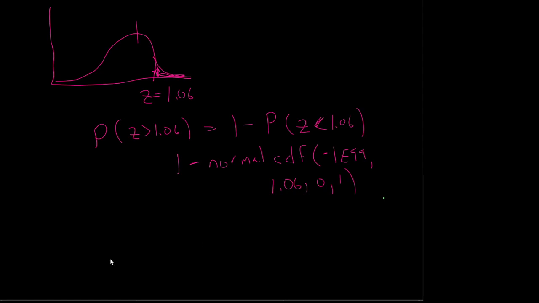Oh, that did not show up over here. Let me do that again really quick. My apologies for the calculator not showing up, but I'll redo it. I'll do second and distribution. I go to normal CDF. Let me quit out of here. I did 1 minus second and distribution. I chose the normal CDF.